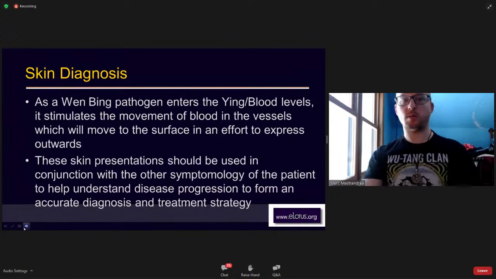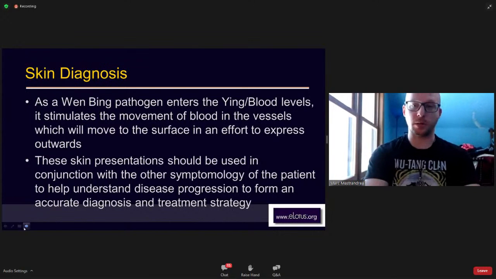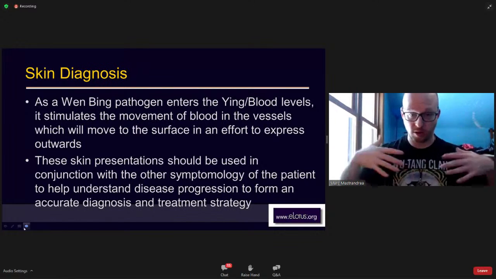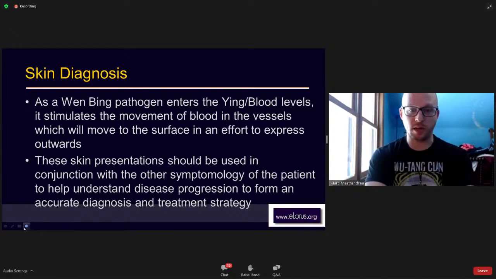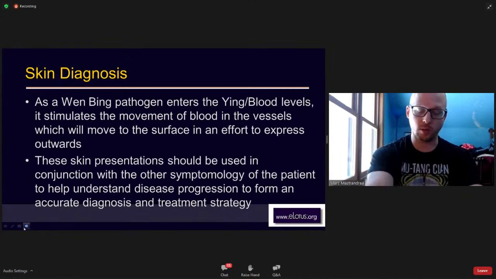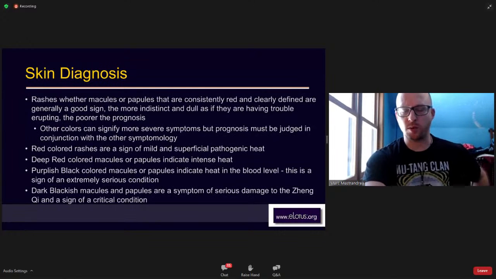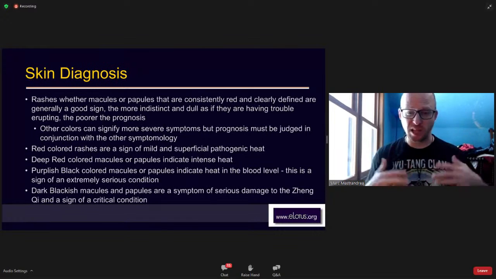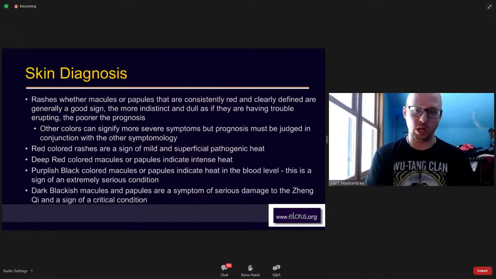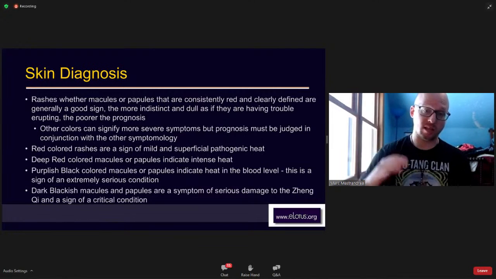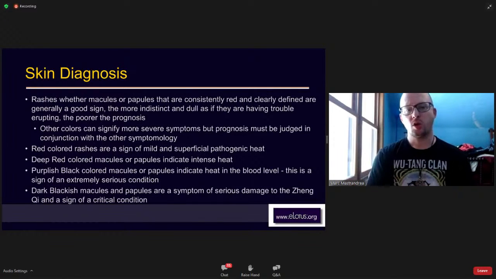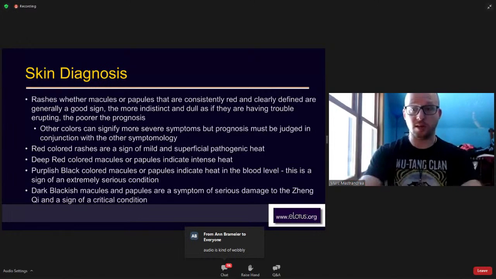All right. So as Wen Bing pathology enters the blood levels, the blood and the Ying levels, it stimulates the blood and moves it in the vessels. So it causes this expression outwards. These skin presentations should be used in conjunction with other symptomology. We talked about that yesterday. Rashes, whether macules or papules, that are consistently red and clearly defined, this is a good sign. Remember, when they're dull, when they don't really express, when they sit under the skin, this is not good. It's a time the body is unable to thrust out, the Zheng Qi is unable to push the Shi Xie out. It's weakened. So we want to help promote the ability to push this out.